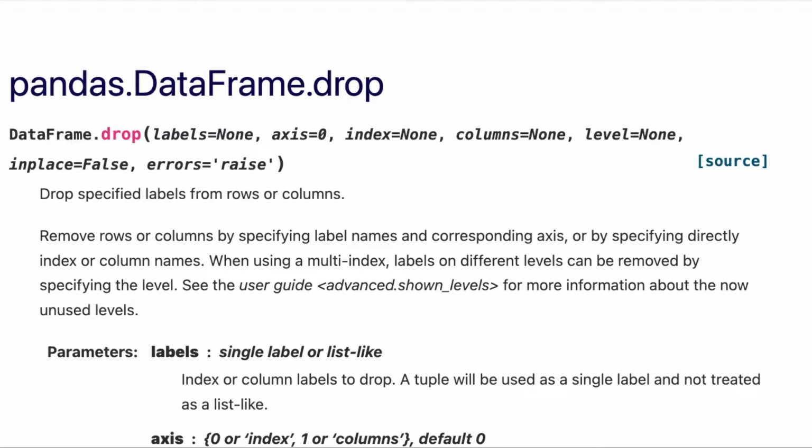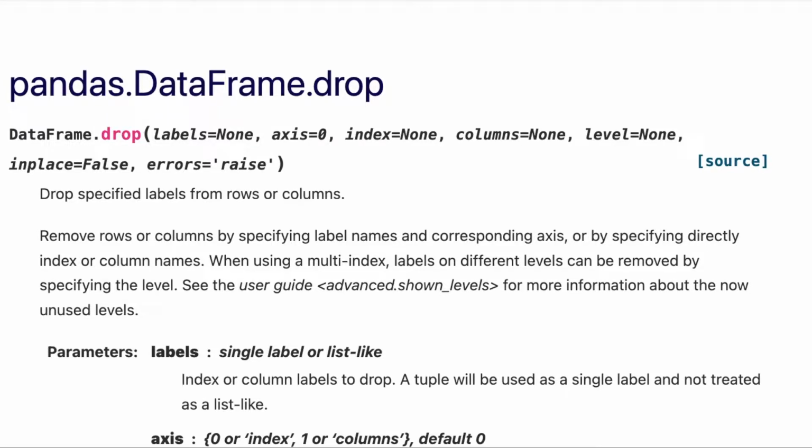If we want to drop any rows or columns from a data frame using specified labels, we use the DataFrame drop method. We can do this either by specifying the label names and the corresponding axis, or by specifying directly the index and column names. In the case of a multi-index, we can also remove labels on different levels by specifying the level.